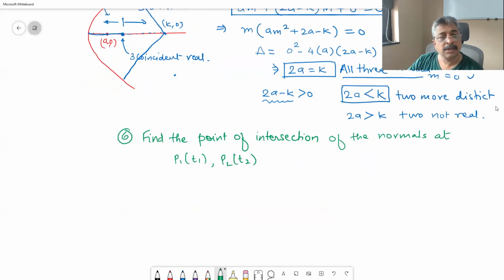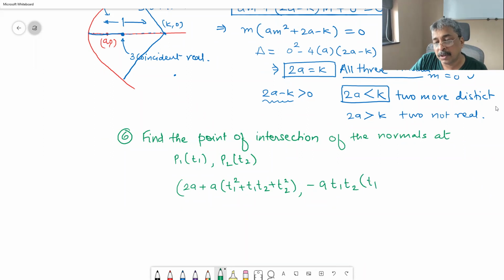It is not a difficult task, but it is a little long. So you have to write down the equations of the normals and solve them simultaneously to get the x coordinate as 2a plus a times (t1 square plus t1 t2 plus t2 square). This is the x coordinate, comma, minus a t1 t2 (t1 plus t2).